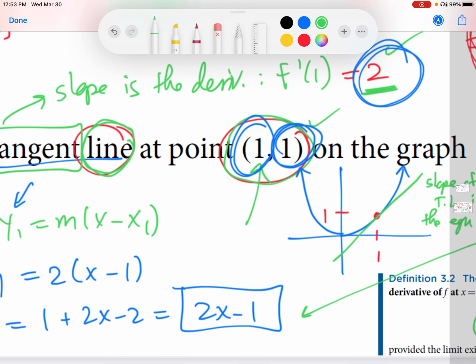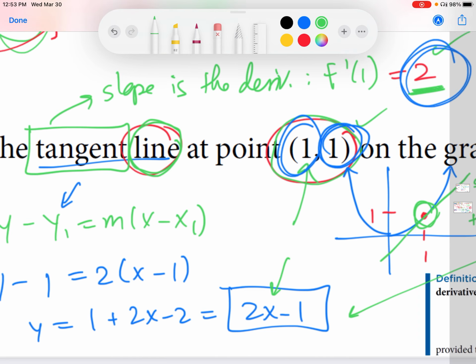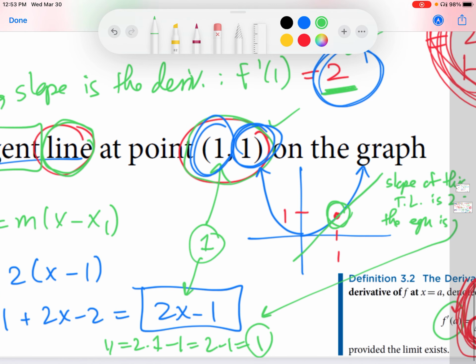You can certainly play around with this and say all sorts of things. For example, it is a tangent line. It should pass through this point, right? We always say tangent lines touch the point of tangency. Indeed, when x equals 1, y would be 2 times 1 minus 1. That's 2 minus 1. That's 1. So when x is 1, y is 1, this tangent line indeed passes through the point 1, 1. That's the point of tangency.